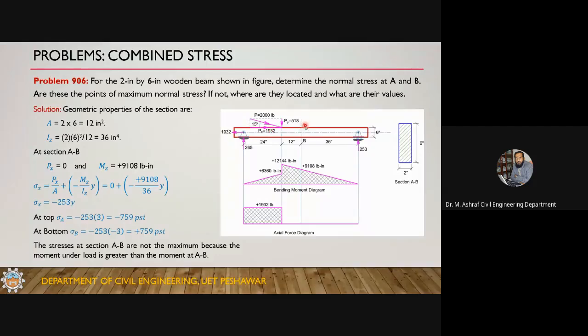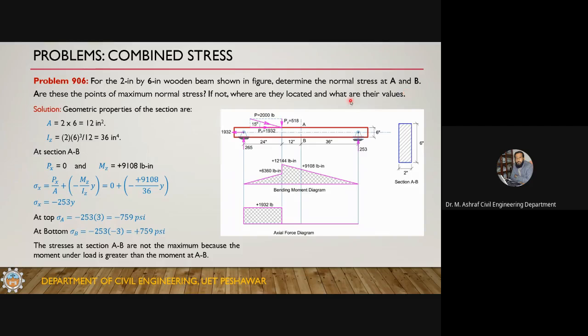So he's saying determine the normal stress at A and B. Are these the points of maximum normal stress? He says that you calculate this and then comment if they are the maximum stresses. If not, then where is the location and what are these values? So you will have to then locate this one. Our first problem should be to calculate the stresses at A and B, and then we'll talk about the rest of the points.